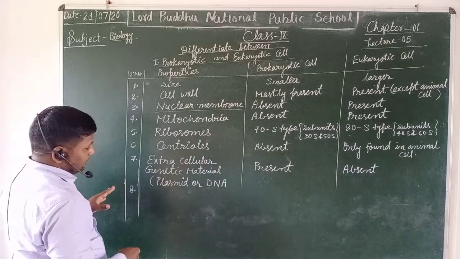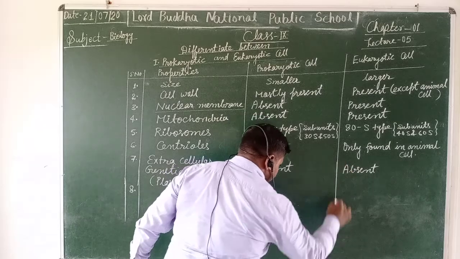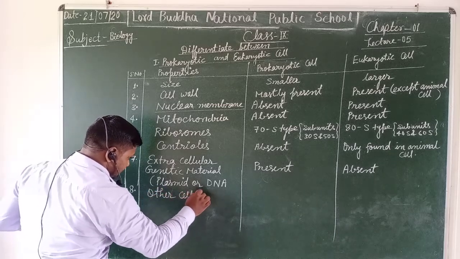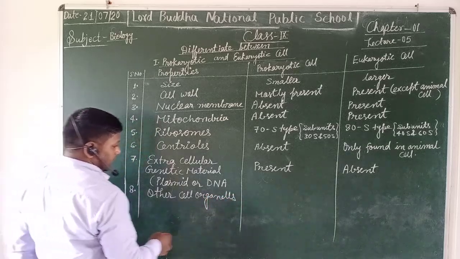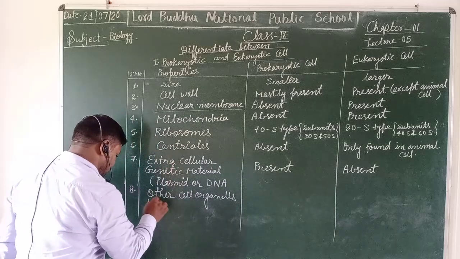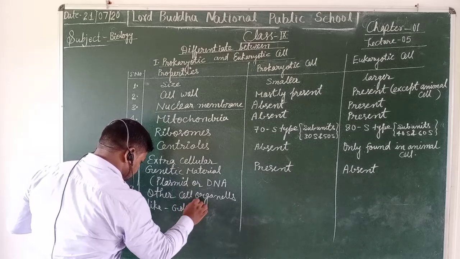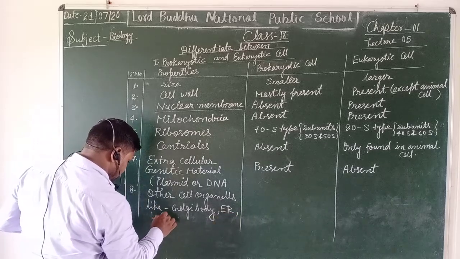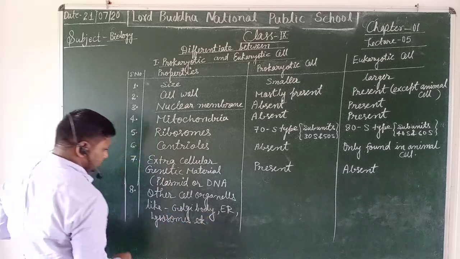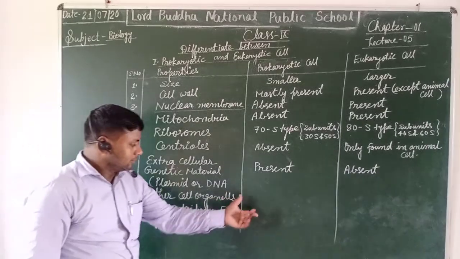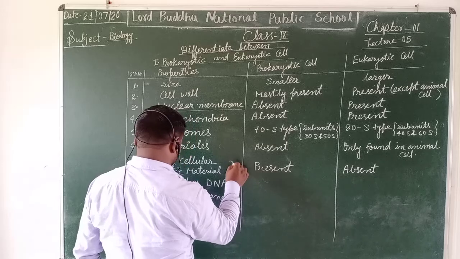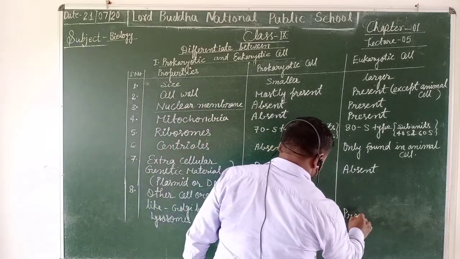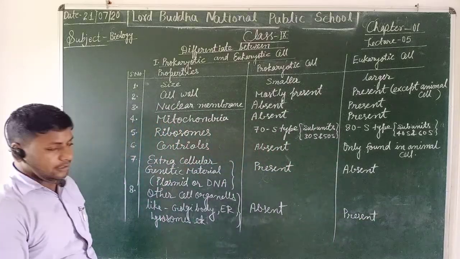Next, most peculiar feature in a prokaryotic cell is the absence of other cell organelles like Golgi body, endoplasmic reticulum, lysosomes, etc. These cell organelles are absent in prokaryotes, whereas in eukaryotic cell these well developed cell organelles are present.